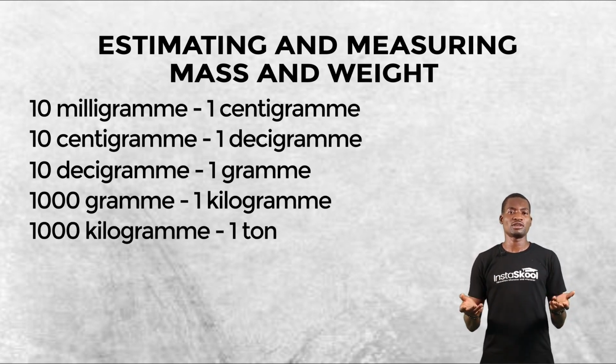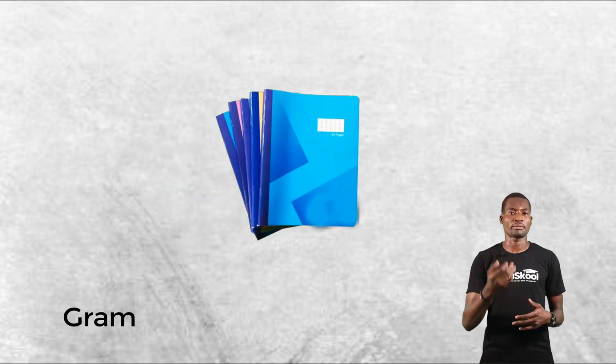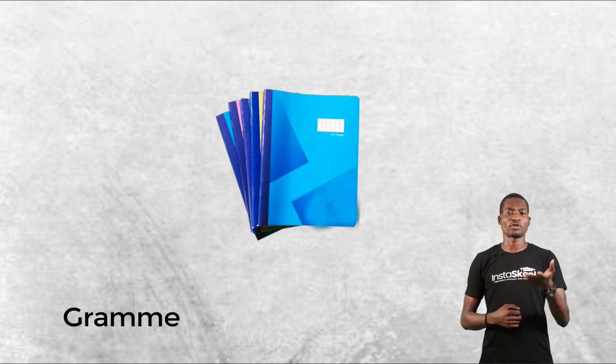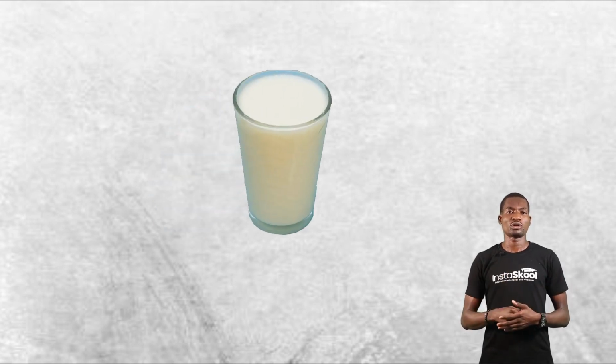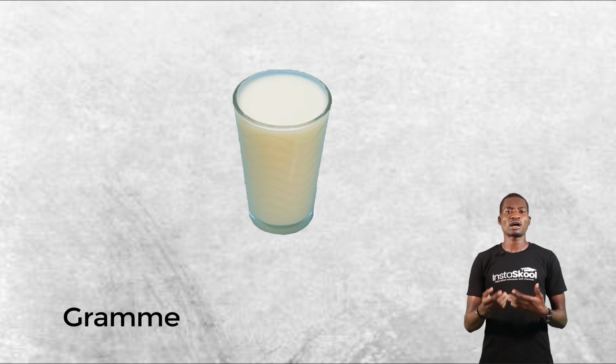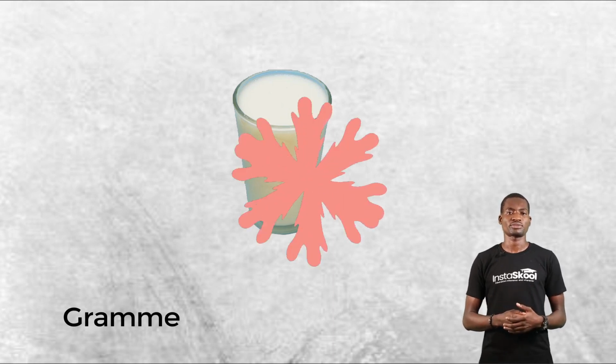Now let us try to estimate the mass of some objects in school. The mass of an exercise book should reasonably be measured in gram. The mass of your colleague or your parents would usually be in kilogram. The mass of milk is given in grams. So you see that getting accurate estimation of mass is very important.